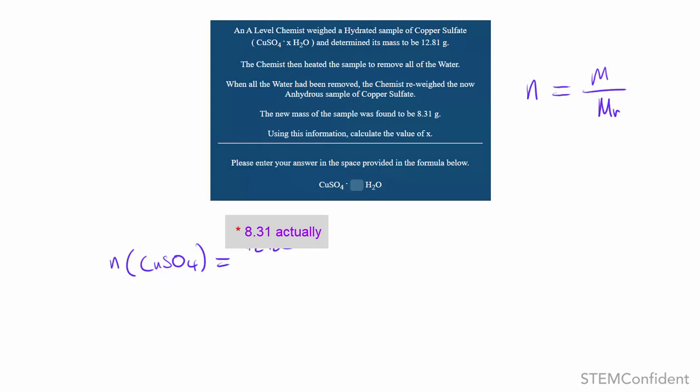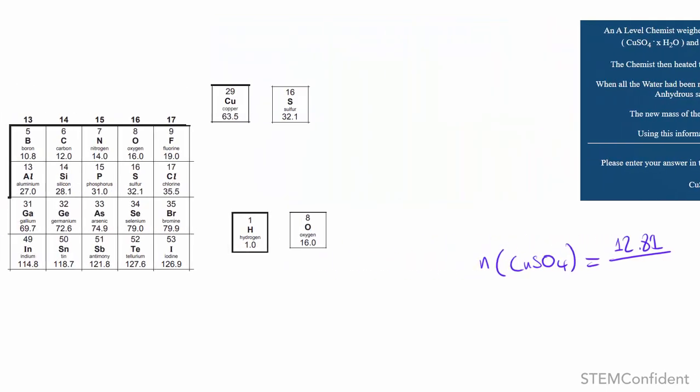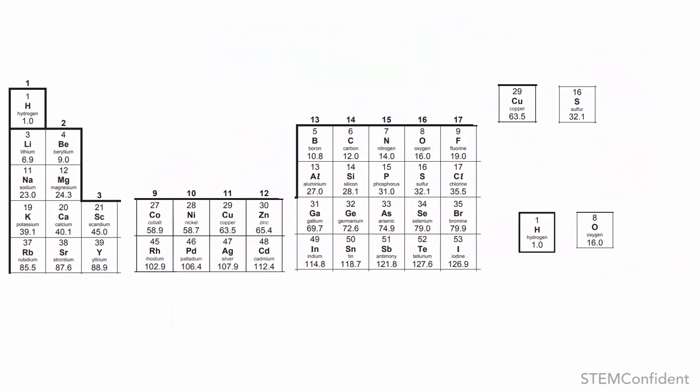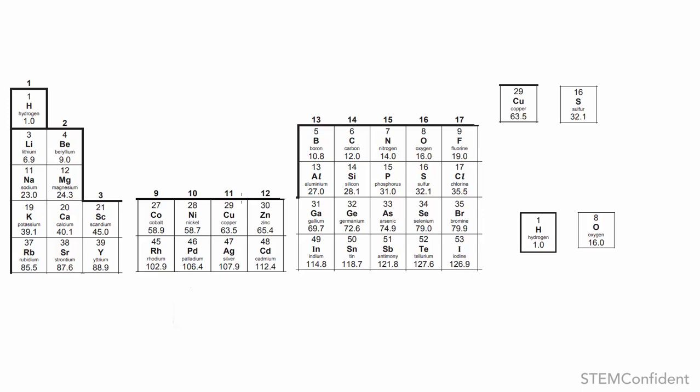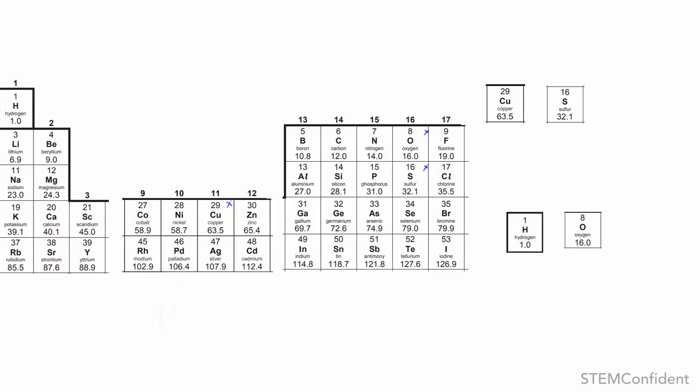divided by the molar mass, so we're going to need to work that out. So CuSO₄, you've got some excerpts from the periodic table here. So you've got copper here, and sulfur and oxygen, right? So copper, as you can see, 63.5, sulfur, etc.